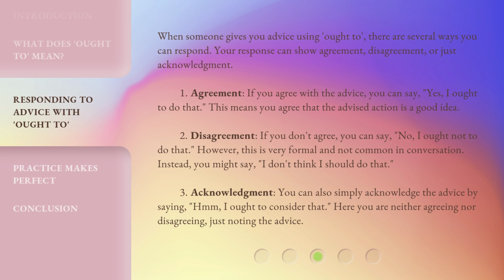2. Disagreement. If you don't agree, you can say, "No, I ought not to do that." However, this is very formal and not common in conversation. Instead, you might say, "I don't think I should do that." 3. Acknowledgement. You can also simply acknowledge the advice by saying, "I ought to consider that." Here you are neither agreeing nor disagreeing, just noting the advice.